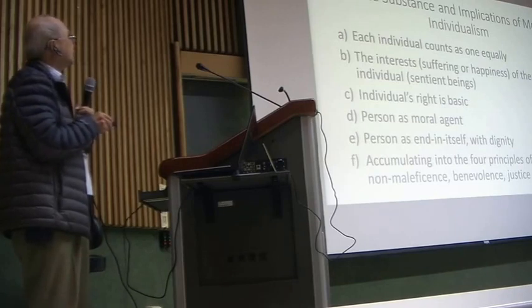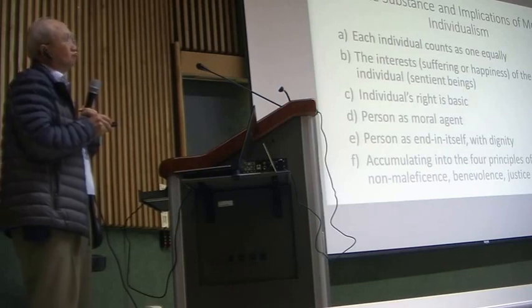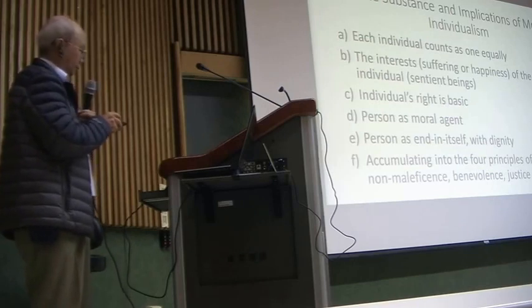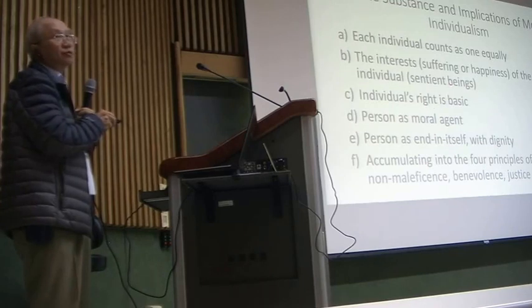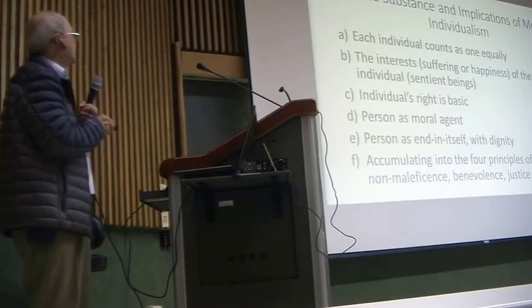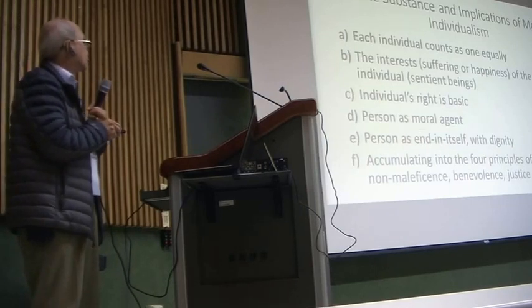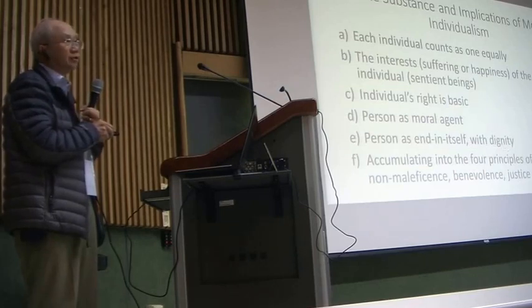And then the interest or suffering of the individuals is what matters, and nothing else, according to their understanding. And of course, for moral individualism, individuals' rights are basic. That's the most important thing. And the person is a moral agent. I think this is common to every ethical theory. Even the utilitarian kind of theories also take the person as an end in itself.